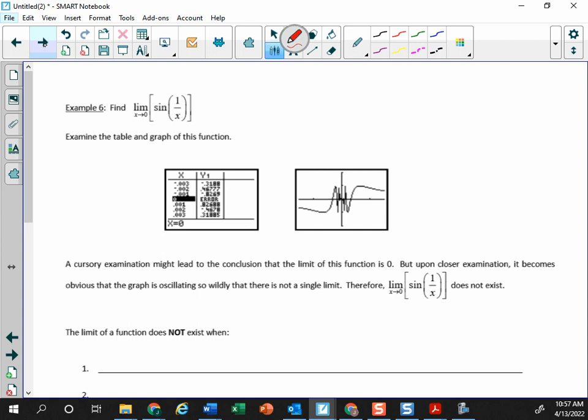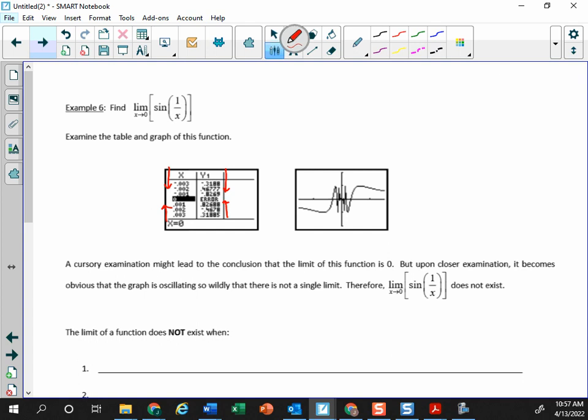All right, now we've got another weird one. The limit as x approaches 0 for the sine of 1 over x. So I've given you the table, and I've given you the graph of this. The table you can see at 0 is error because we can't do 1 divided by 0. But if you look at the y values as the x values are approaching it, are your y values actually similar on either side?